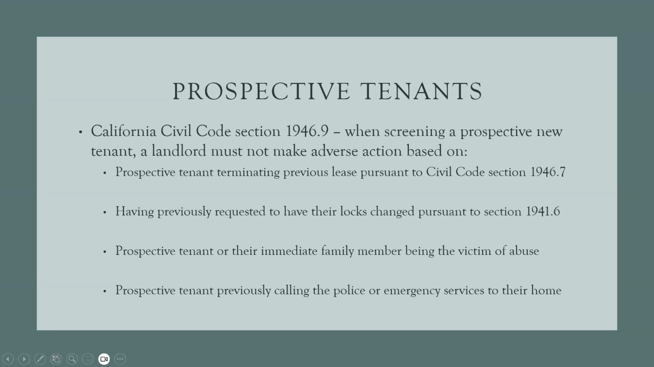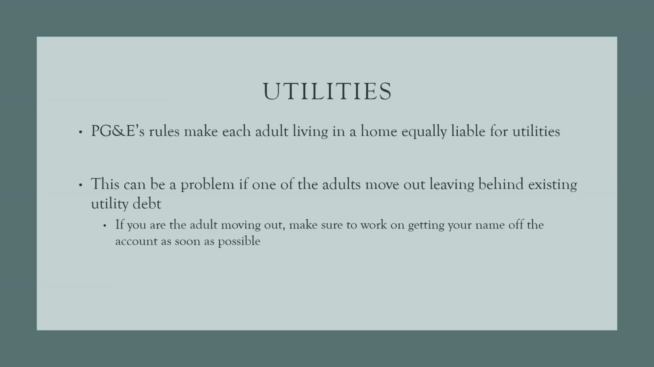Another thing they can't hold against you is having previously requested to have your locks changed pursuant to section 1941.6, like we spoke about above. They also can't hold against you the fact that you or an immediate member of your family has been a victim of abuse, or that you previously called the police or emergency services to the home. So that's an additional protection. When you're searching for new housing, you're not in a situation where the abuse that you endured is being held against you. And then utilities.